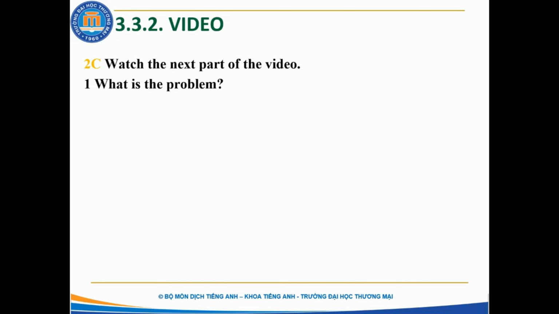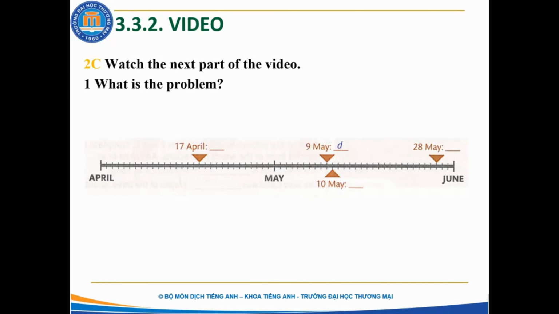Now let's move on to exercise 2C. Watch the next part of the video. In this part of the video, we are going to watch Beata and Clarice discuss an issue. In this exercise, you have to answer two questions. Question 1: What is the problem that Beata and Clarice are talking about? And about question 2, here you see a timeline with some specific dates.